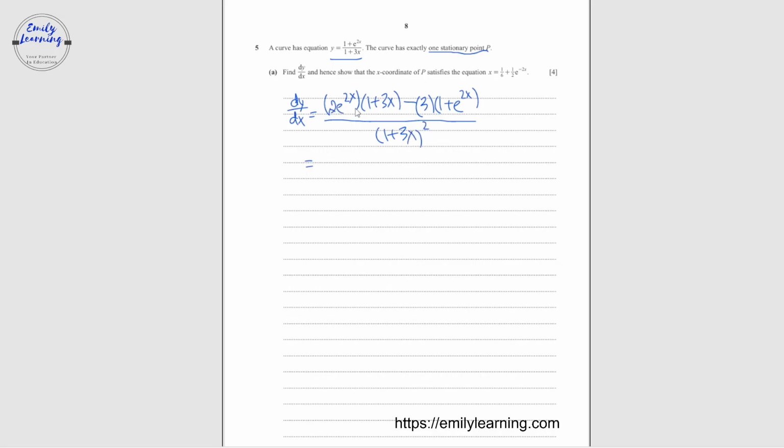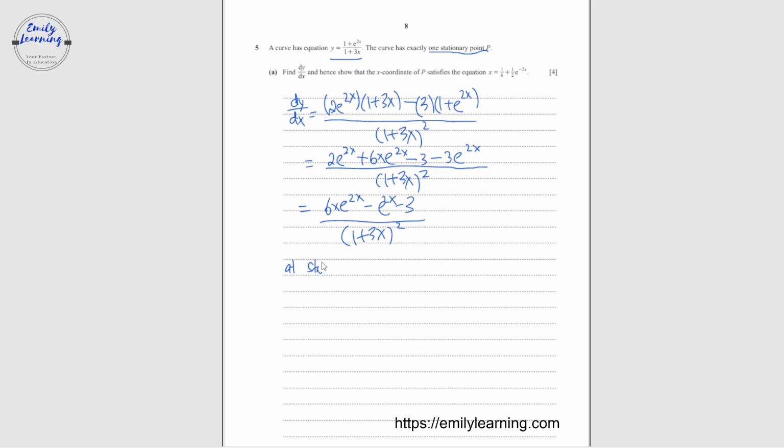Okay, so let me simplify. I have 2e to the power of 2x plus 6x e to the power of 2x minus 3 minus 3e to the power of 2x over 1 plus 3x squared. So we have 6x e to the power of 2x minus e to the power of 2x minus 3 over 1 plus 3x squared.